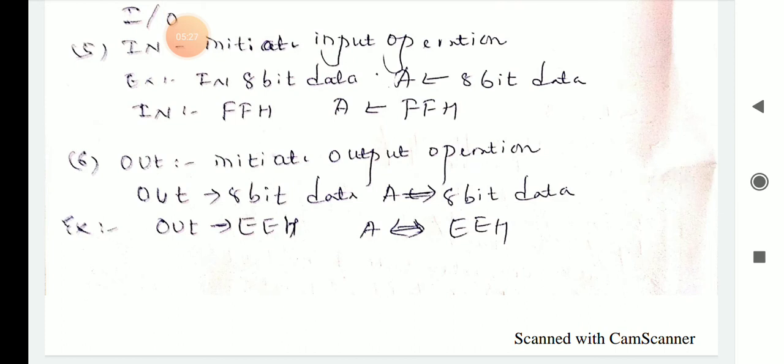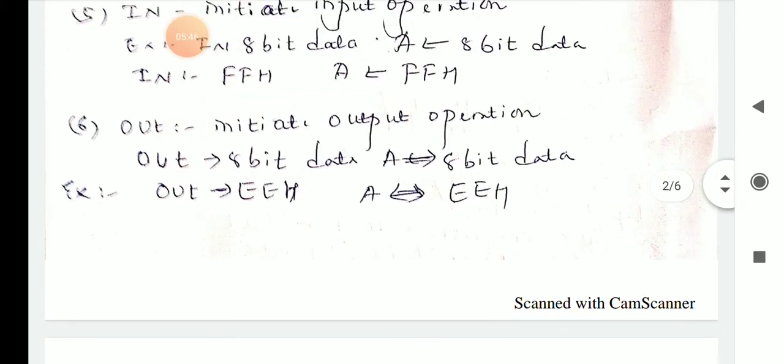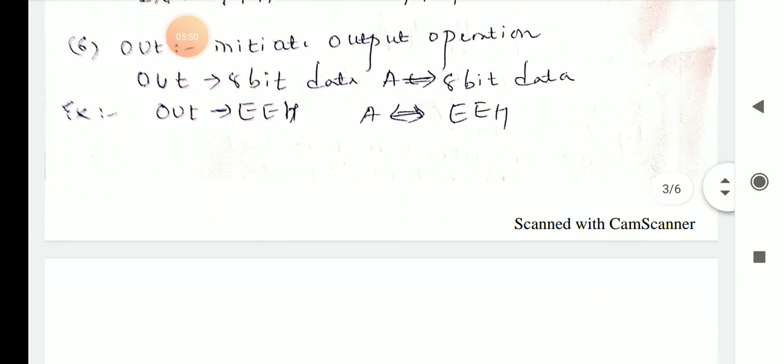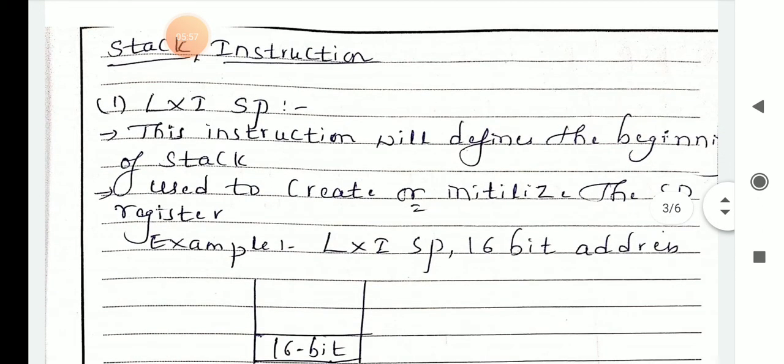In the same way for out: after the execution, you can initiate the output operation. Once you execute the program, you can output using the OUT instruction, that is OUT 8-bit data, and the 8-bit data should be in A, so EEH in A. This is the data I am considering, and with respect to this data I am going to execute the program in those memory locations. Next we will move on to the stack instructions.